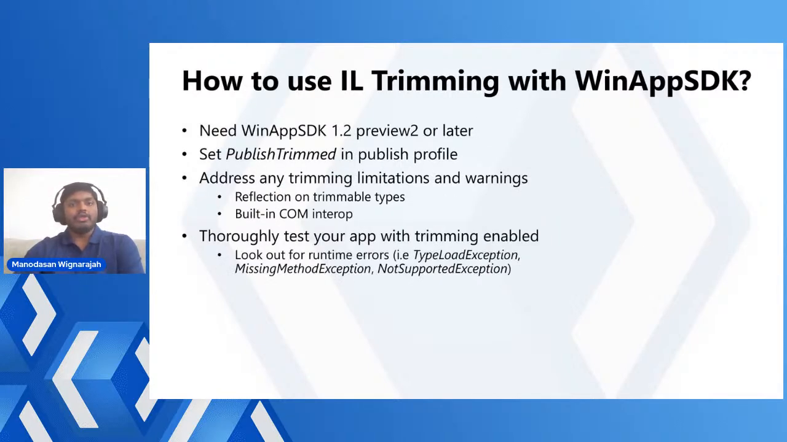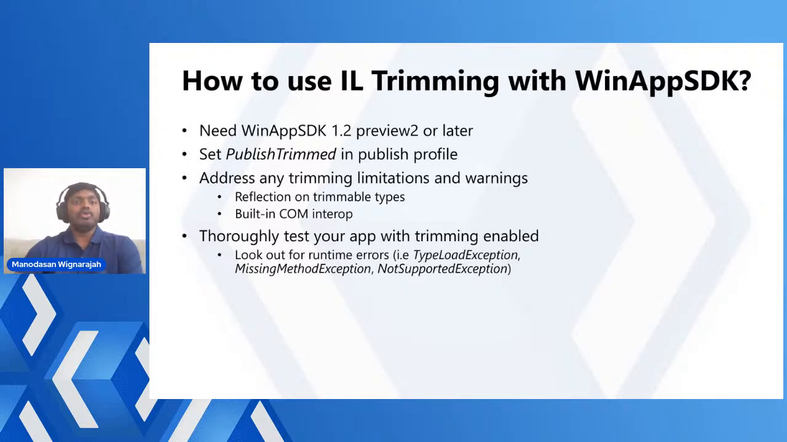So how do you use IL trimming with WinAppSDK? First of all, you will need 1.2 Preview 2, because that is the first release we added trimming support for. In your publish profile, if you're using one of the default publish profiles today, you will see that PublishTrimmed is commented out. You should be able to uncomment that or set PublishTrimmed to true, which will enable trimming for your application.